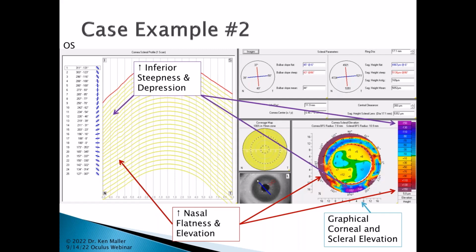Now, inferiorly, we see more of a steepness and depression, and that's represented by that purple color at the other end of the color spectrum there. So we can see that's minus 150 microns of depression. And again, if we look at the arcs on the left, we could see just how much steeper they look as they're approaching the edge of the graphic inferiorly as compared to what they're doing nasally. So again, just by glancing at those arcs, you really can get a very good sense of what's going on with the shape of the sclera here.